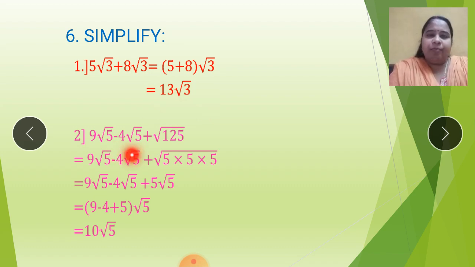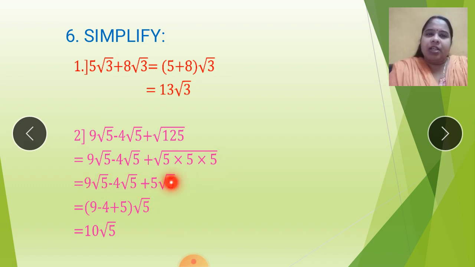9 root 5 minus 4 root 5 plus square root of 125. First thing is, this is a mixed surd, correct? But this can be further simplified. So my next step is only to do that. 125 can be written as 5 into 5 into 5. Since this is a square root, the two 5s can be grouped together and what will come out is 5. This root 5 will remain as it is, correct?